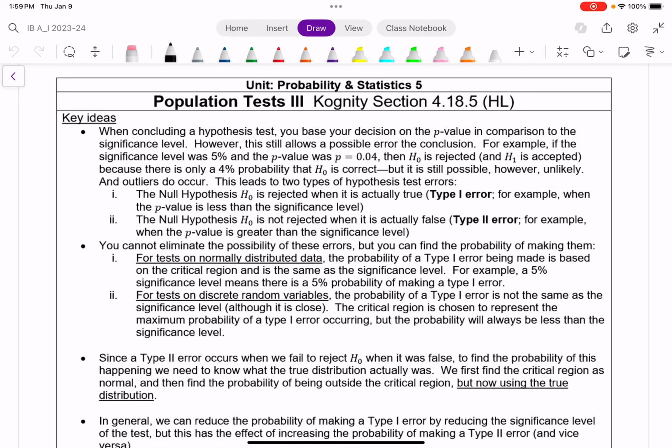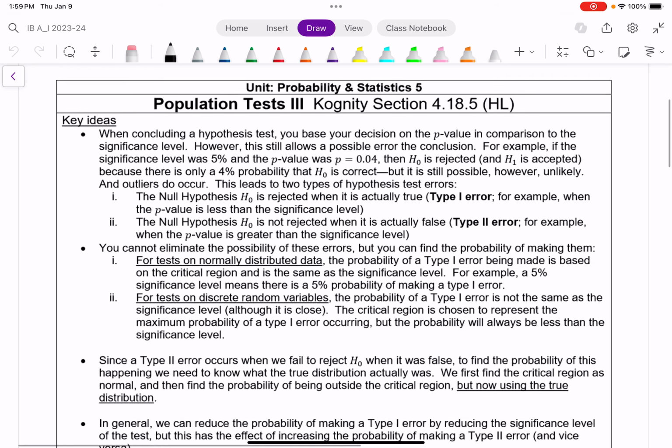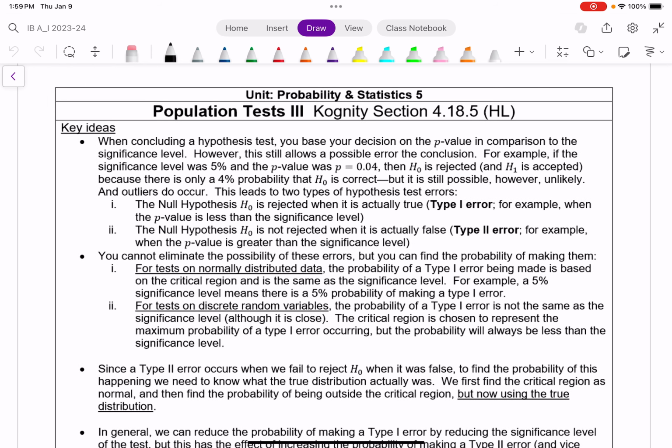All right, for this third lesson looking at population tests, your focus is on what we call a type 1 or a type 2 error. And for a lot of this lesson, it is to be expected that you'll probably find elements of it quite challenging. That is at least to be expected. In general, though, what is not so challenging is what a type 1 or a type 2 error is.